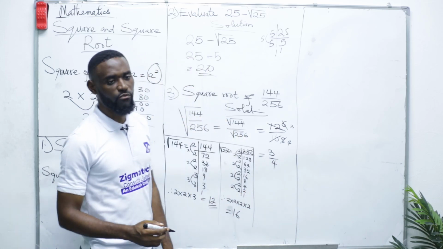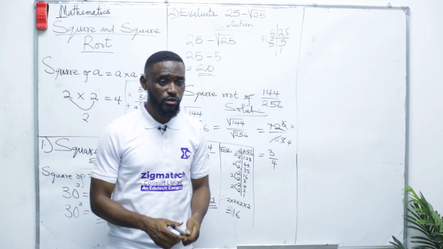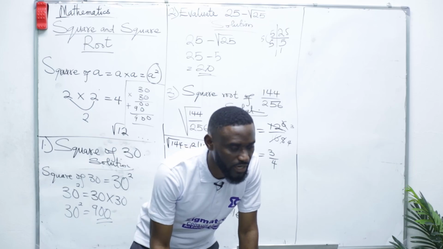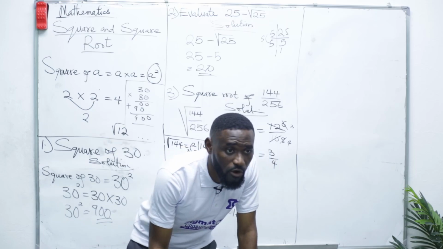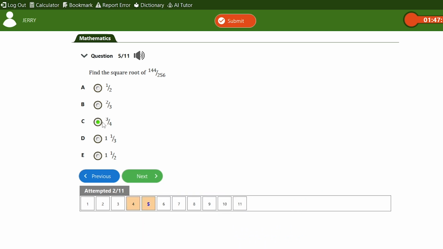3 all over 4, which is option C, is the correct option. Okay, so that is how to find the square root of larger numbers. We'll look at larger numbers and see how we can also find the square root of these things, okay?